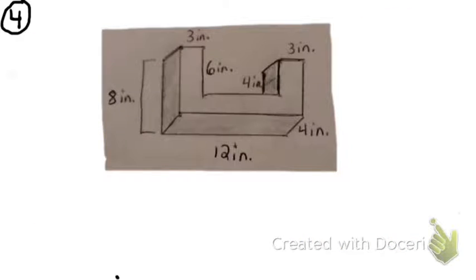Example number 4, I need to find the volume of this composite figure, and that's definitely not a rectangular prism, so I'm going to need to draw some lines and separate it into separate rectangular prisms. I can draw a line right over here, and that would give me one rectangular prism on the top right hand side, but what's left is not a rectangular prism, it's actually an L. So again, for this one, I'm going to need to divide it into 3 separate sections. Now I have rectangular prism A, rectangular prism B, and rectangular prism C.